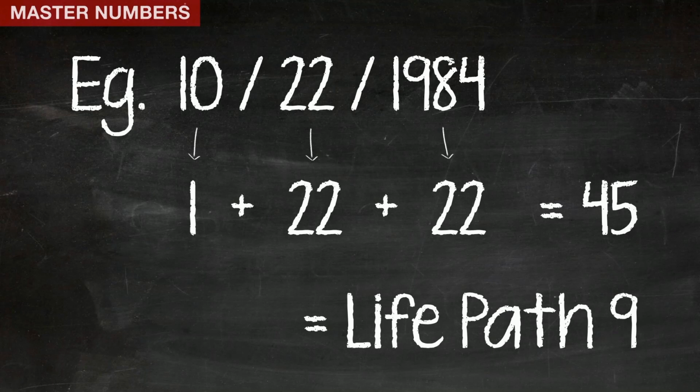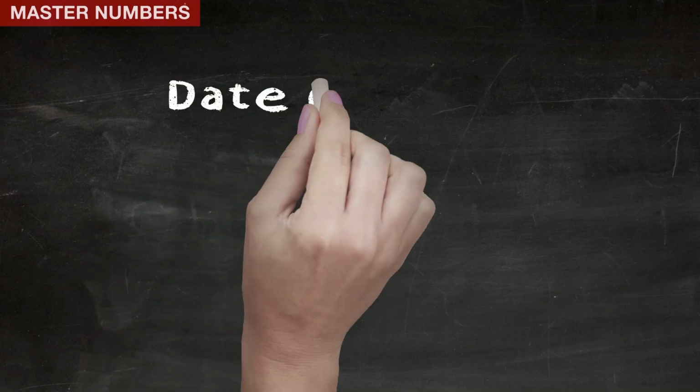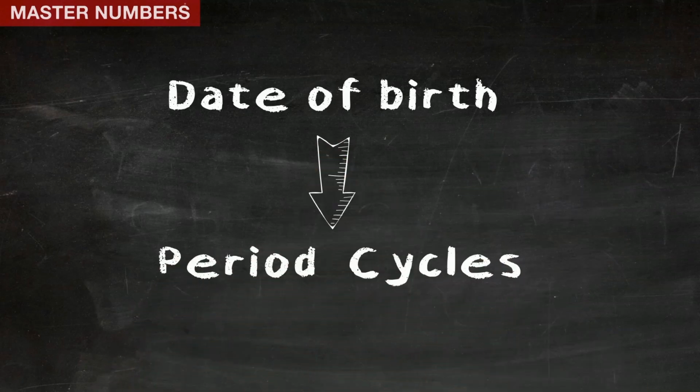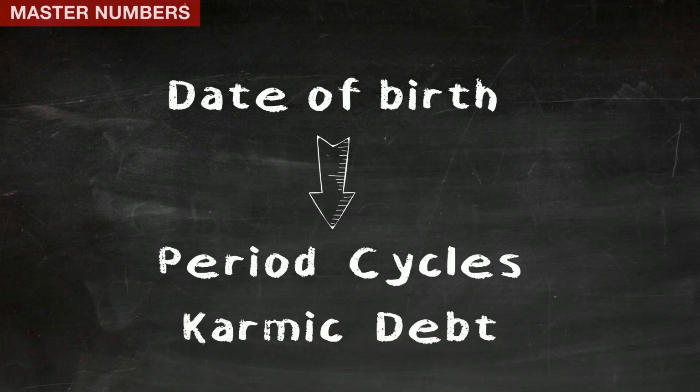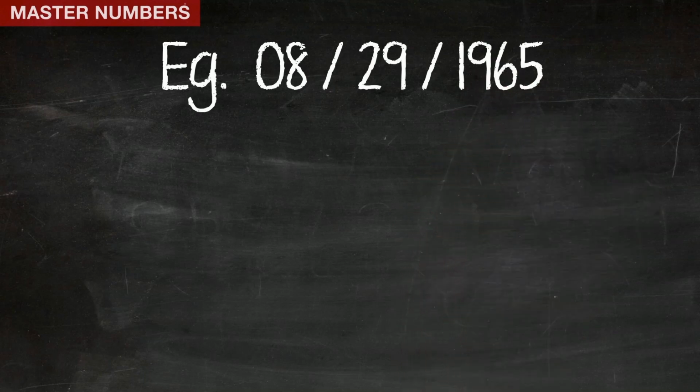You might ask, what's the point of doing this when the result would still be 9 if you reduced both 22s down to 4s? 1 plus 4 plus 4 equals 9. This is because in the case of the birth date core numbers, the date of birth is related to the period cycles, which we will explain in another lesson, and it's important to know if any of the period cycles are a master number. Furthermore, the appearance of a master number during the process may also reveal the presence of a karmic debt number.